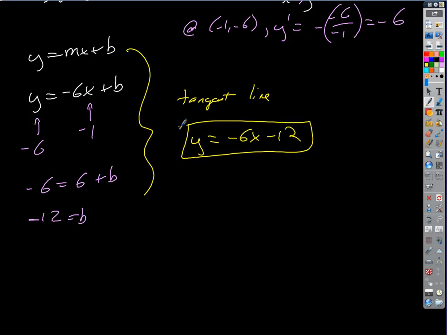6 plus b. So b equals -12. Does that make sense? The tangent line then is just y equals -6x minus 12, right? Okay? And then if I wanted to find the normal line, finding the normal line would be almost the same thing. You just use 1/6. Now the slope is the opposite reciprocal of -6, so it'd be positive 1/6, right?